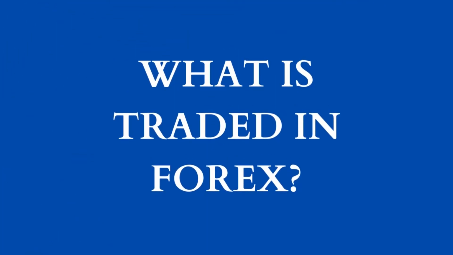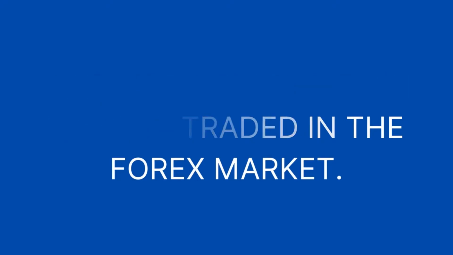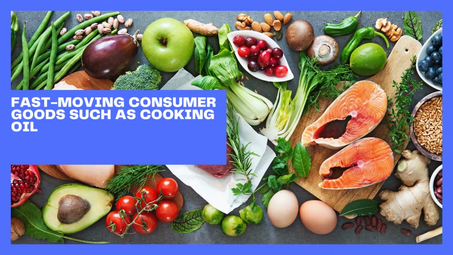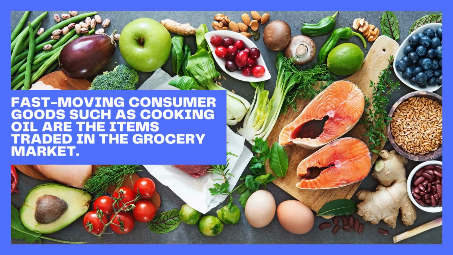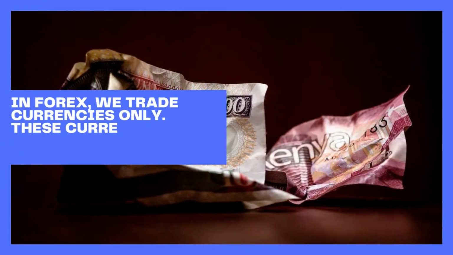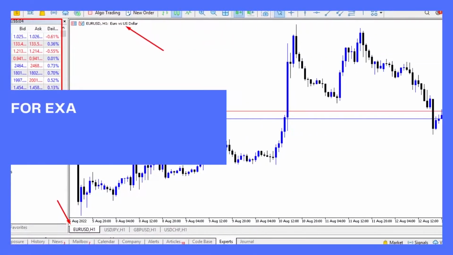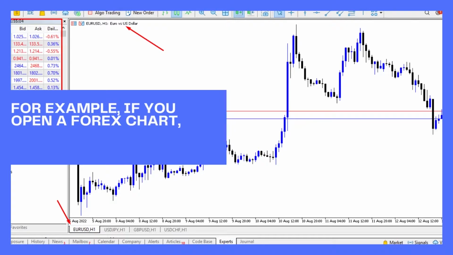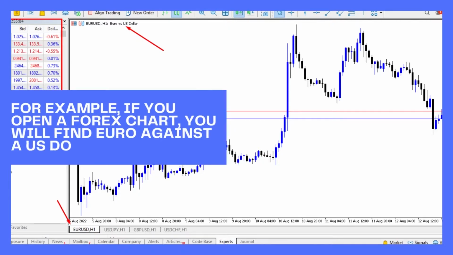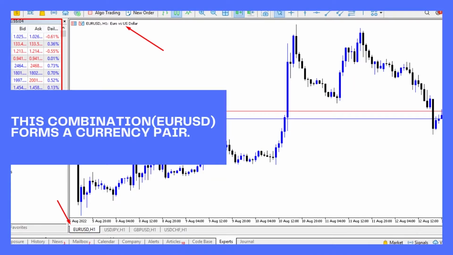What is traded in Forex? Money or currency is what is traded in the Forex market. Fast-moving consumer goods such as cooking oil are the items traded in the grocery market. In Forex, we trade currencies only. These currencies are bought and sold in pairs. For example, if you open a Forex chart, you will find euro against a US dollar, EURUSD. This combination forms a currency pair.